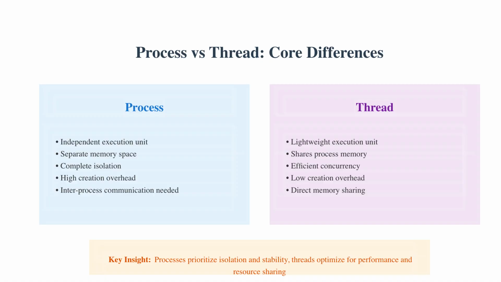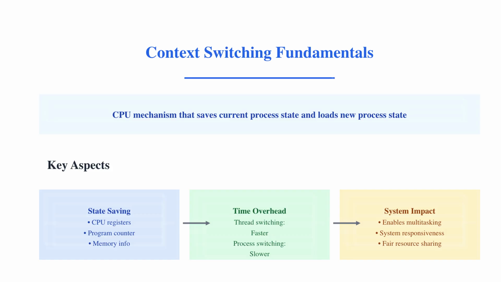Threads, on the other hand, are much more lightweight. They're execution units that exist within a process. The key difference is that threads share the process memory space. This makes them much faster to create and allows for efficient communication between threads, but it also means they're less isolated. Here's the key insight to remember. Processes prioritize isolation and stability, while threads prioritize efficiency and shared resources. This fundamental trade-off will guide many of the design decisions we'll explore throughout this course.